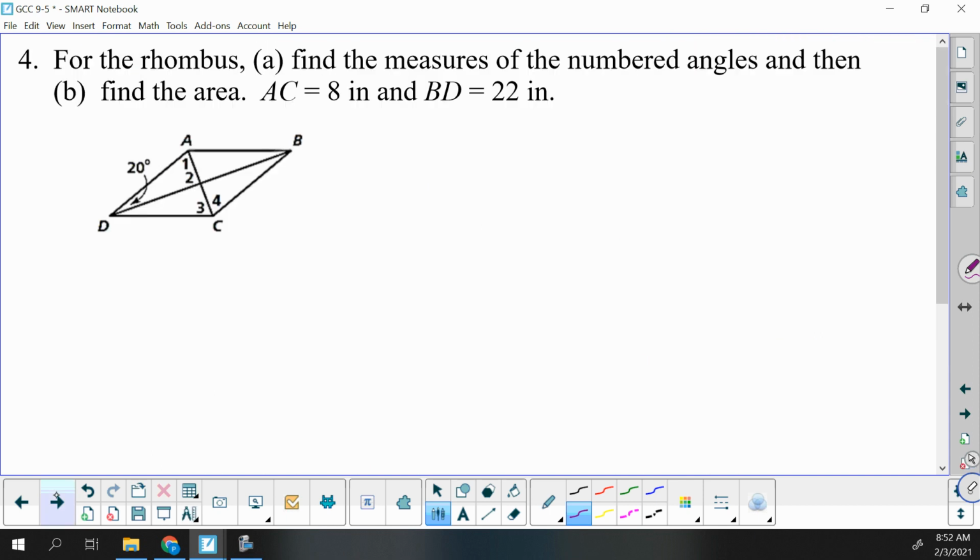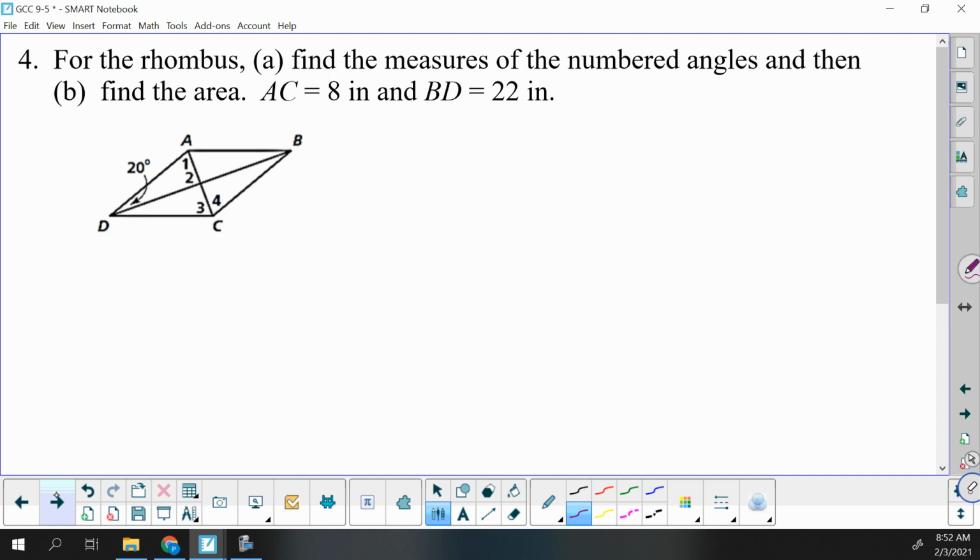And our last one for today, they're telling us that we have a rhombus. So as soon as they tell you it's a rhombus, we want to think, okay, we got the 5 parallelogram properties. Those are opposite sides congruent, opposite sides parallel, opposite angles congruent, diagonals bisect each other, and consecutive angles supplementary. And then we have the 3 additional rhombus properties: all sides are congruent, diagonals bisect the angles, and diagonals are perpendicular. So having all those properties memorized is important.